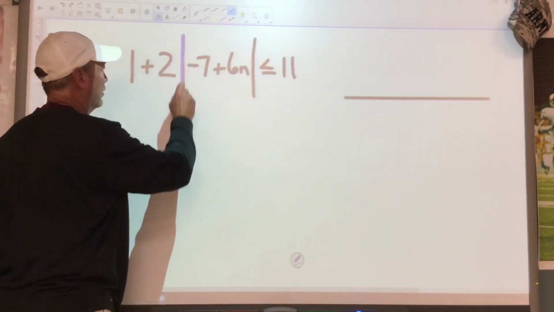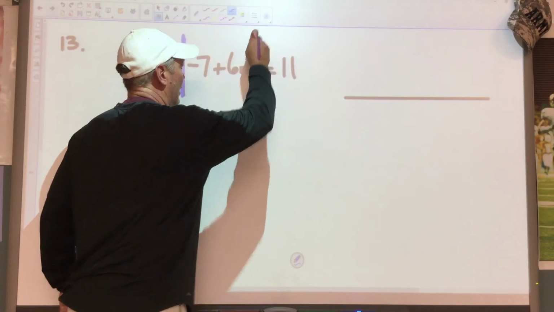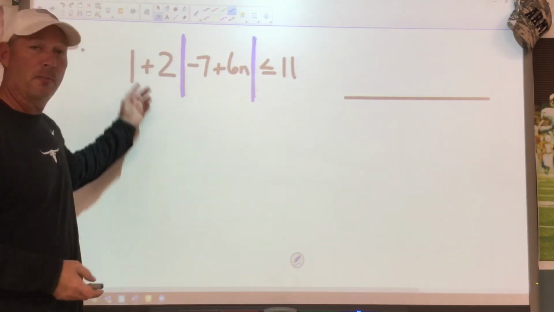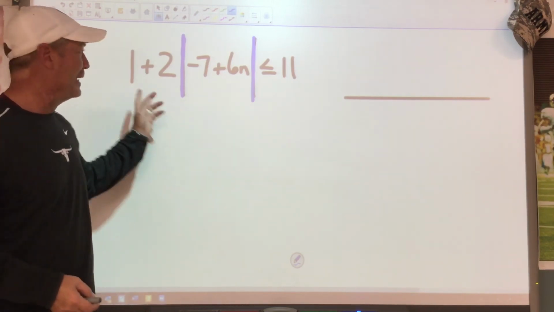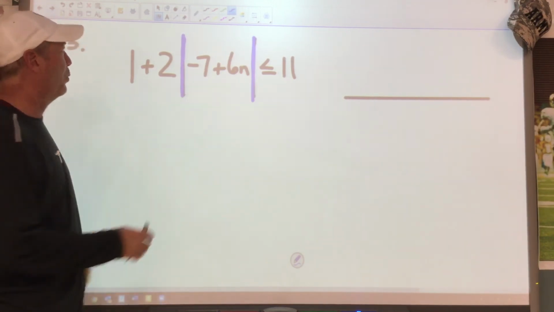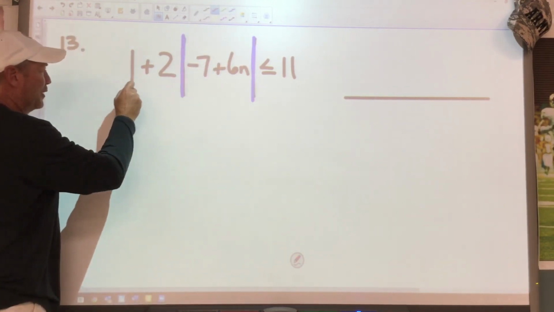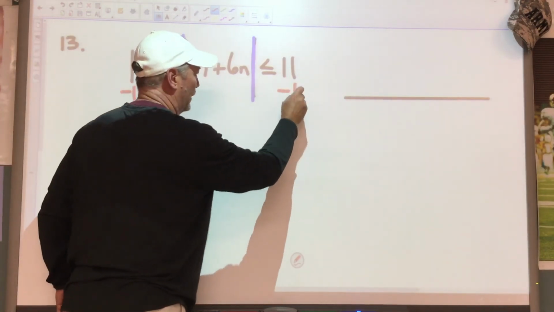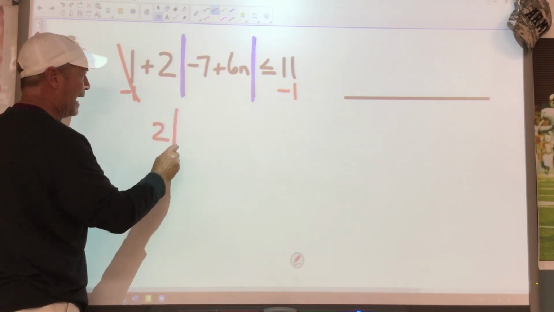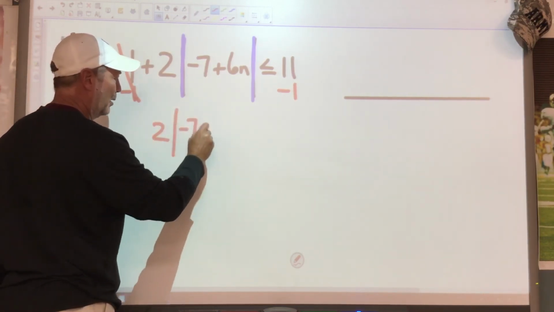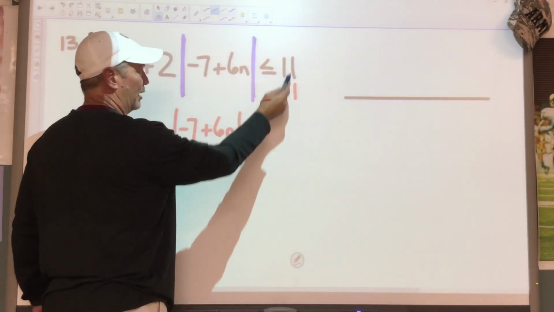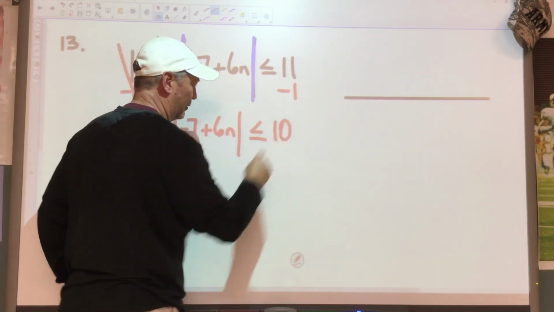Absolute value. Is my absolute value by itself? No. I've got stuff in front. I need to move this stuff so I get my absolute value by itself. So step one is we're going to move this 1 to the other side. We're going to subtract 1. This will cancel. That's going to leave me with 2 times the absolute value of negative 7 plus 6n less than or equal to 11 minus 1 is a 10.